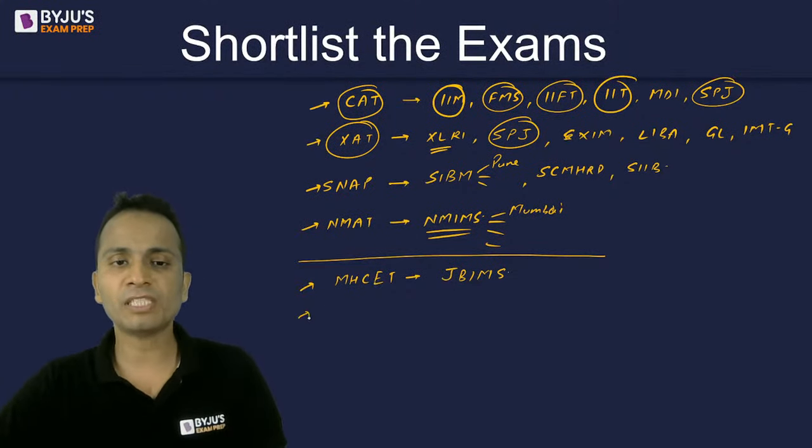Okay. Now, after MHCET, I have TISSNET, then MICAT.